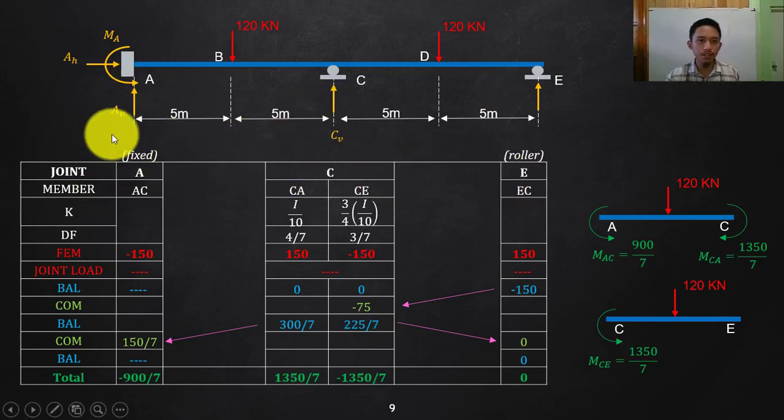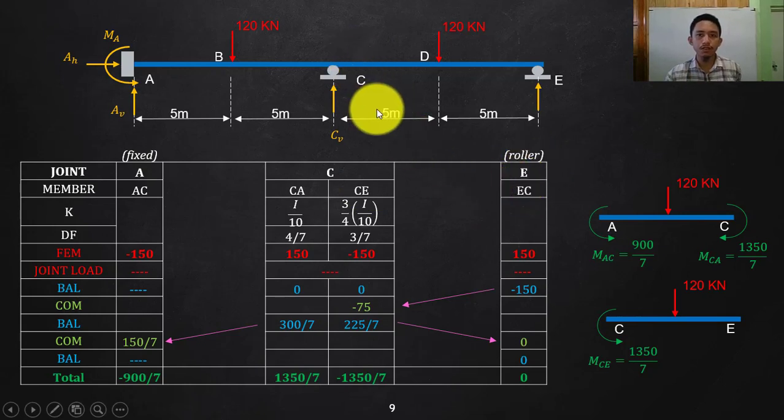Then at joint A, there is only one end, only one member, so that is AC. At joint C, there are two connected members, so that is the member going to A, which is CA. Just like in your SDE, or slope deflection method, we follow the way of naming the ends of the members. So AC, since that is at joint A; CA, since that is at joint C. Then the other end is CE. And at joint E, we have EC only.